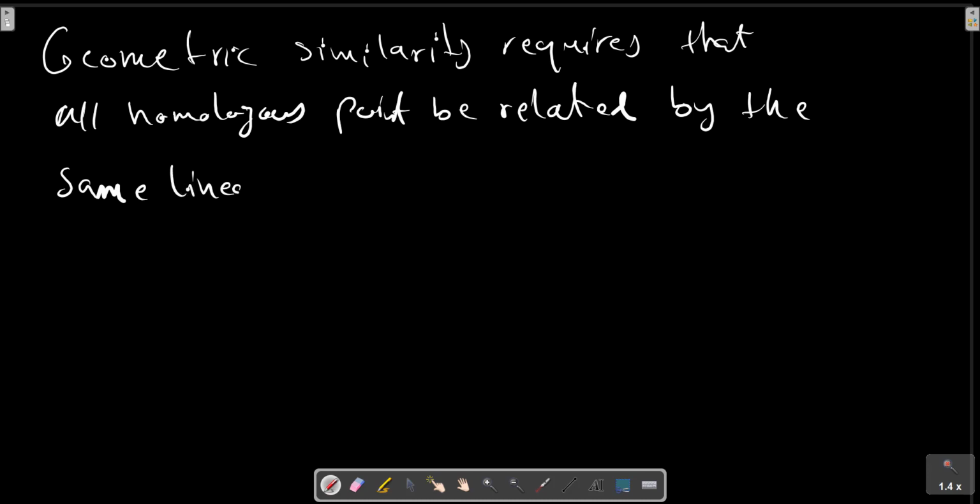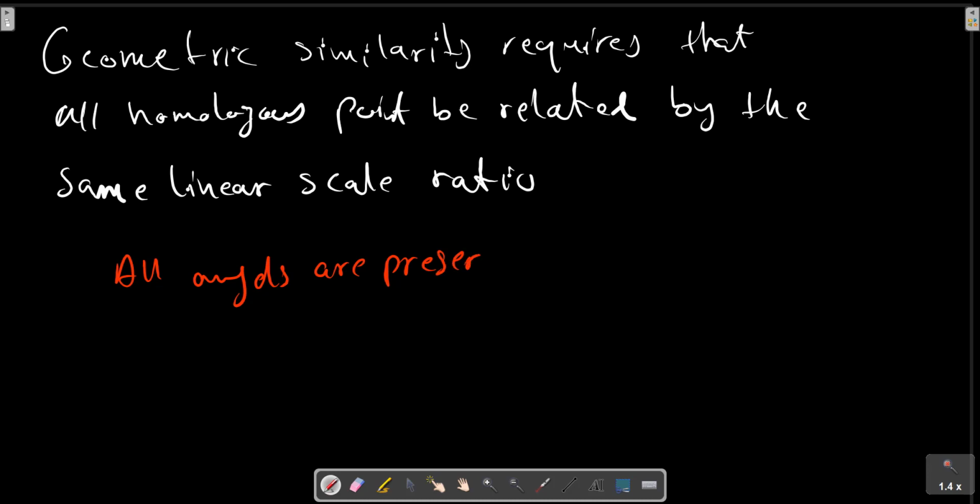Linear scale ratio. This applies to the fluid geometry as well as the model geometry. So we have another statement for geometric similarity: all angles are preserved in geometric similarity.